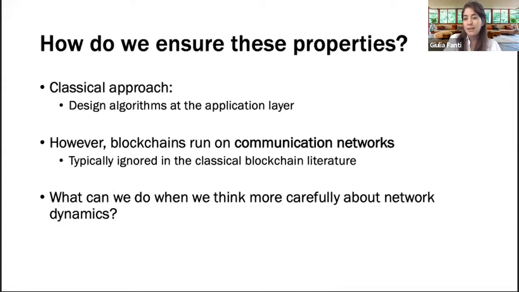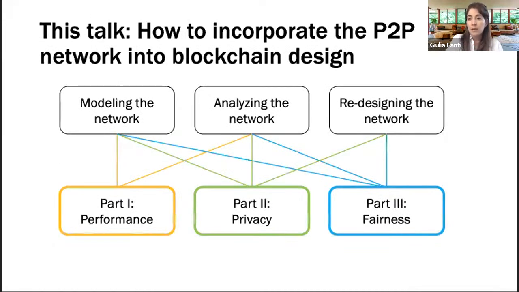However, the point that I would like to emphasize in this talk is that blockchains run on peer-to-peer communication networks. And these networks have a huge impact on the properties of blockchains in general. So it makes sense to think about these networks as we are designing our blockchain systems. So this whole talk is going to be about asking, how can we incorporate the peer-to-peer network into the design of blockchains to get better downstream performance for these properties that I mentioned earlier.